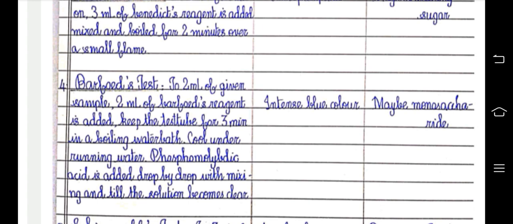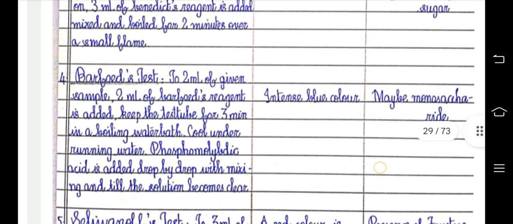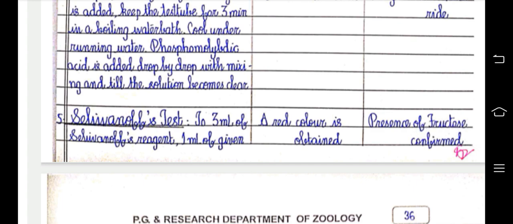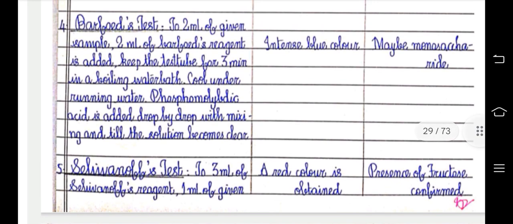Phosphomolybdic acid is a requirement. Barfoed's test: Barfoed's solution, our solution, heat, cool, then phosphomolybdic acid is added. What was the result? Intense blue color was there. Barfoed's test.